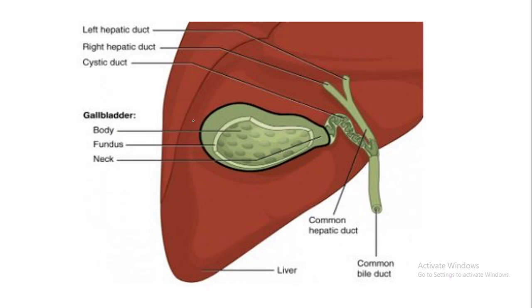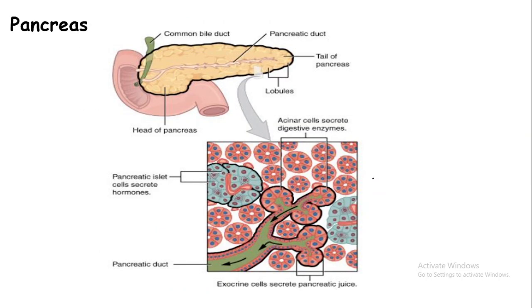Here is another image to give you an idea of how the gallbladder and the duct are. From different parts of the liver, bile is collected and then poured into the gallbladder. Further, the common bile duct carries the bile from the gallbladder and releases it into the small intestine. Next one.